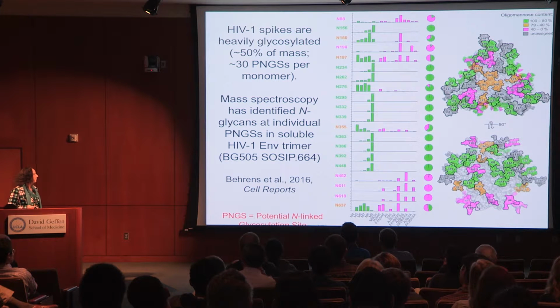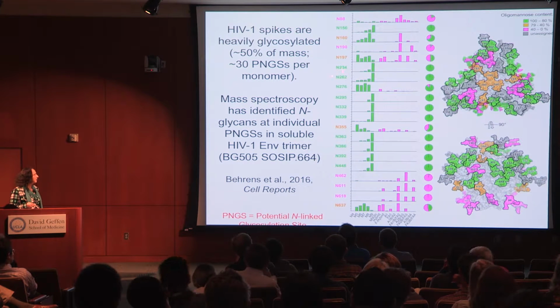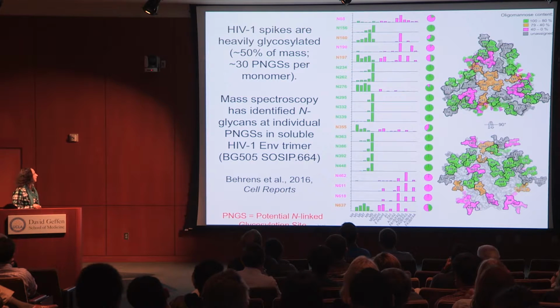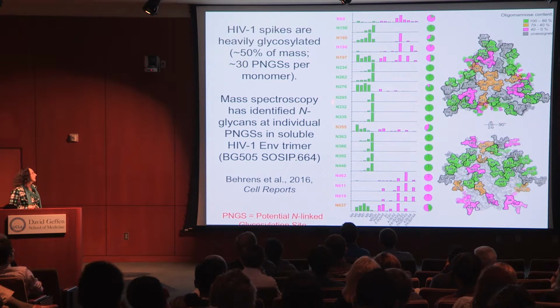This is a paper from Max Crispin's lab at Oxford, and they did mass spectrometry on a particular strain of HIV envelope. It's called BG505. This is going to come back because that's the strain we use for structural studies as well. They identified glycans at each of these potential N-linked glycosylation sites, which is asparagine, X, serine or threonine.